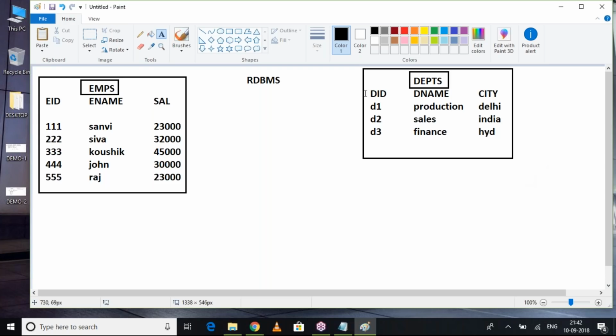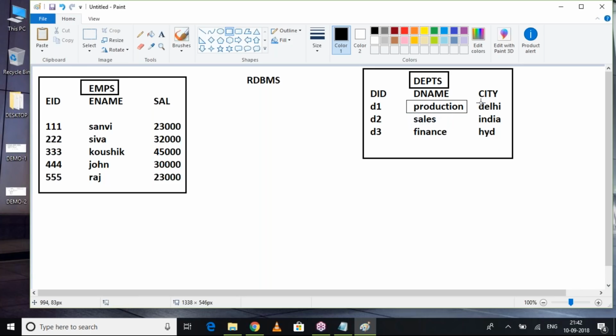You are saying 3 departments. Tell me, how many employees? How many employees under production? We don't know. What are the names of employees under sales? We don't know. What is the highest salary under production department? We don't know.